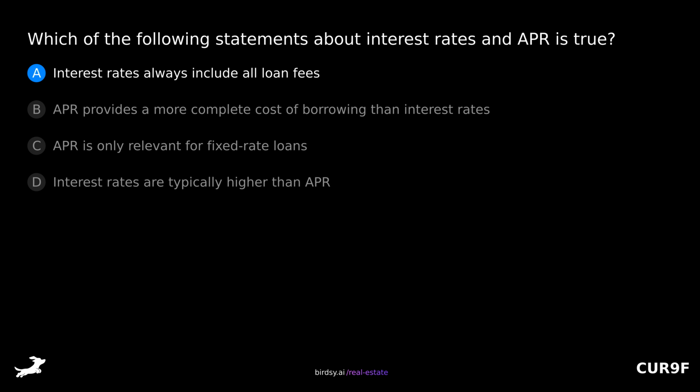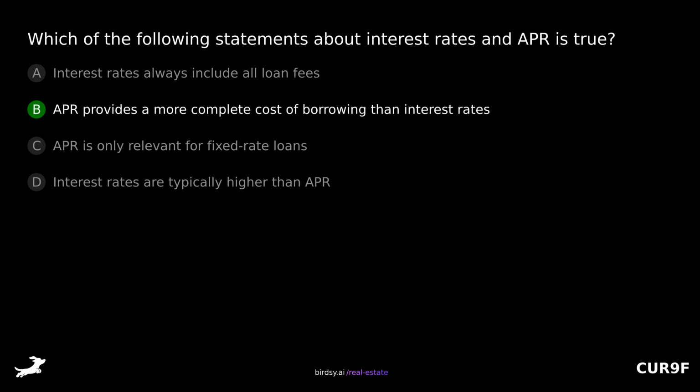Which of the following statements about interest rates and APR is true? Is it A, interest rates always include all loan fees? B, APR provides a more complete cost of borrowing than interest rates? C, APR is only relevant for fixed-rate loans? Or D, interest rates are typically higher than APR? The correct answer is B.